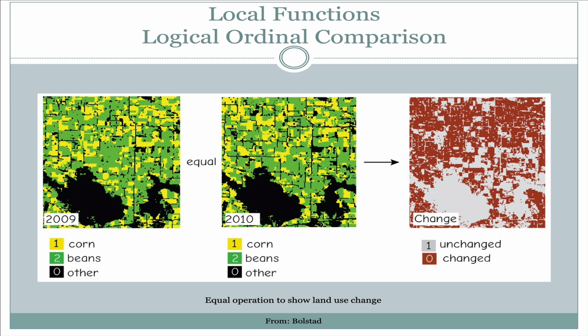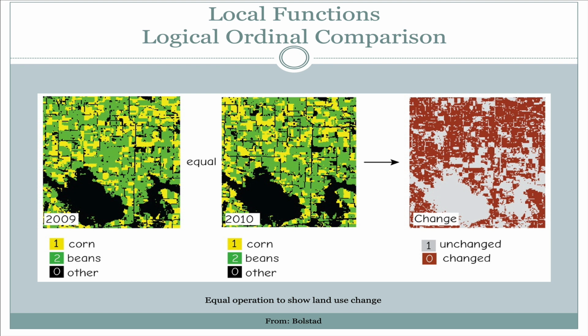So here's one of those specific change detection types of raster analysis that would use the equal comparison. We can see in the example on the left from 2009, this is an agricultural area that was growing corn, beans, and other crops, and that's represented by yellow, green, and black. In 2010, it looks like there are some changes there, but it might be hard to work all that out just by looking at the middle and the left image.